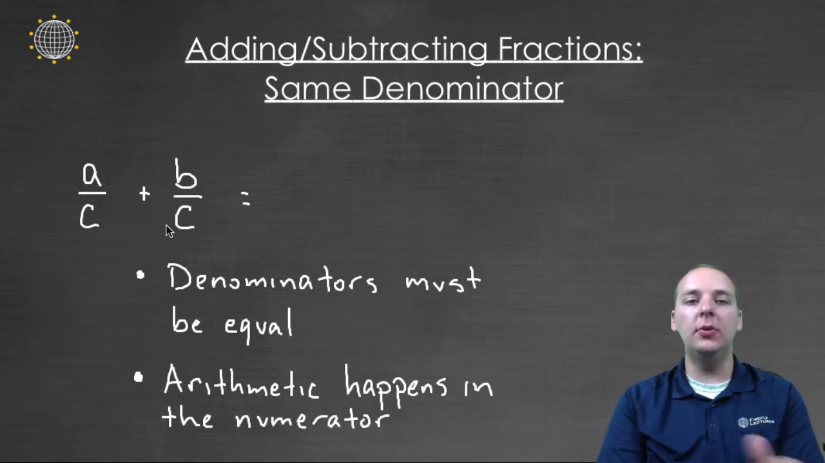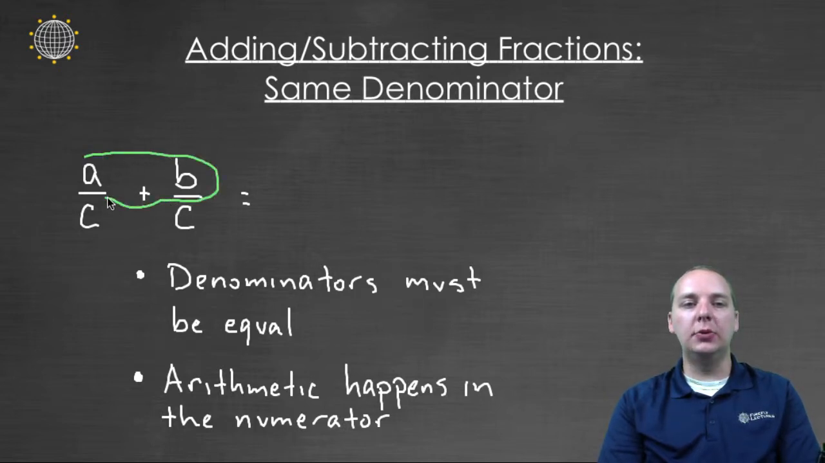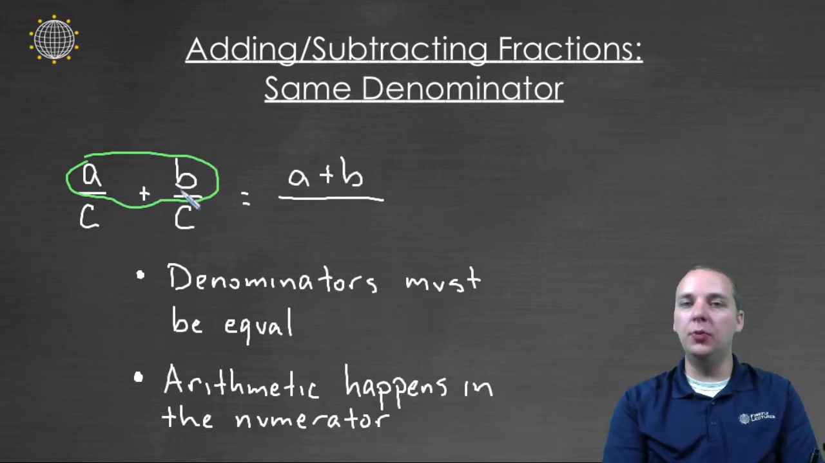And if they do, then the arithmetic simply happens in the numerator. So we would just add or subtract or do whatever we're going to do just to the numerator values. So in this case, we'll get an answer. We'll get a new fraction when we add these two. The numerator will be a plus b. We'll add the numerators together. And the denominator is going to be this common denominator that we currently have. And this is our one answer, and we're finished.